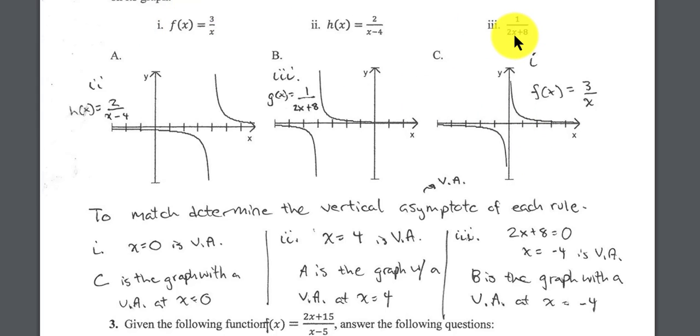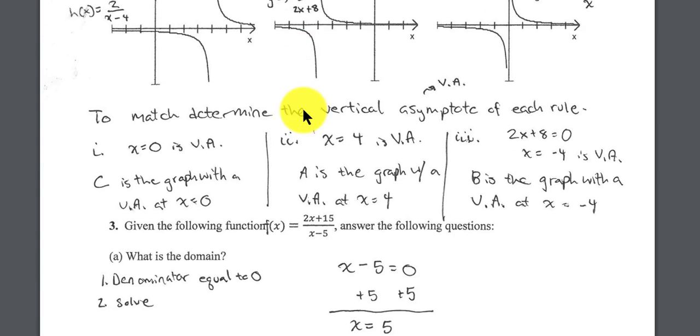And then the last one, if I put negative 4 in for x, 2 times negative 4 is negative 8. Negative 8 plus 8 is 0. So x equals negative 4 would give me a problem. So I would expect that -1, -2, -3, -4 to have a break in my graph. So that's how we know that these two match. Okay.